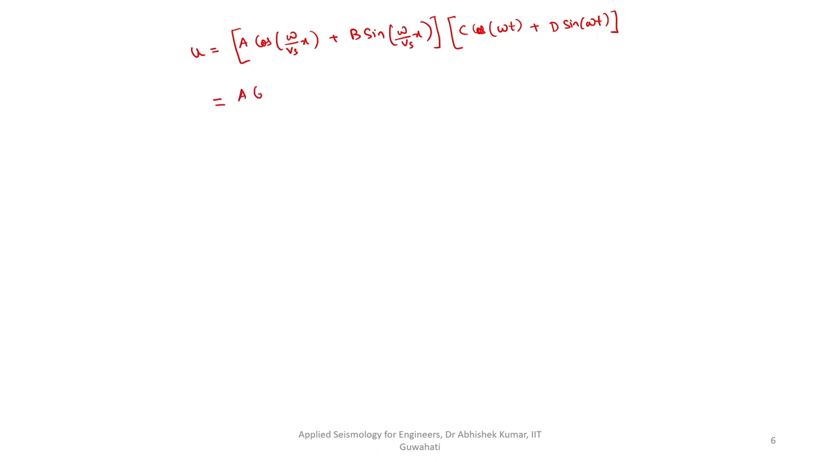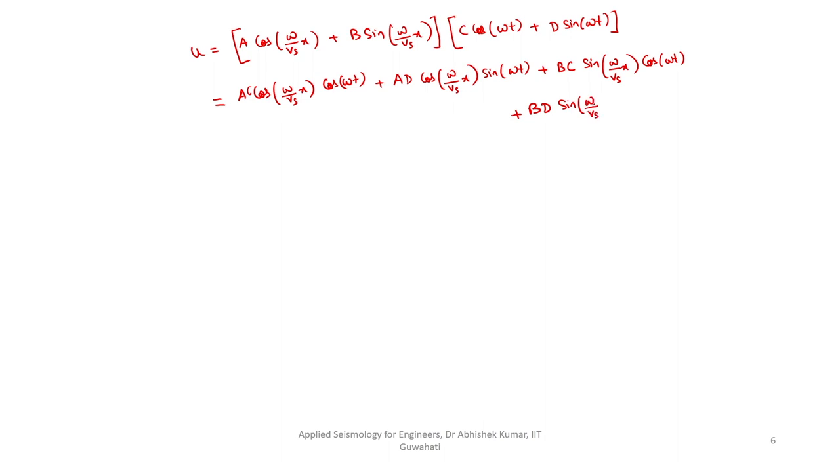You can get a cos omega over v s times x, C will also come over here, and then cos of omega t, plus A d cosine of omega over V s times x and sine of omega t, plus B times C sine omega over V s x cos omega t, plus B d sine omega over V s x sine omega t.